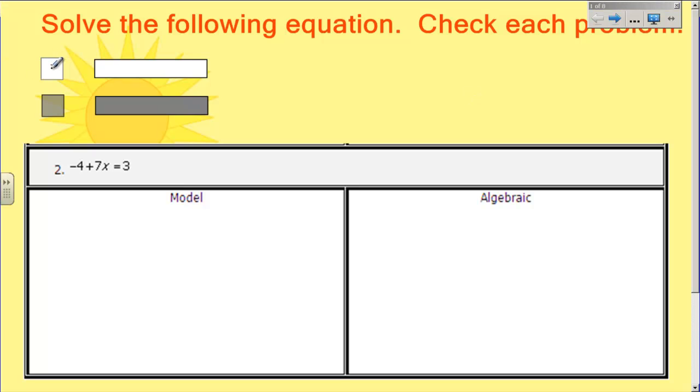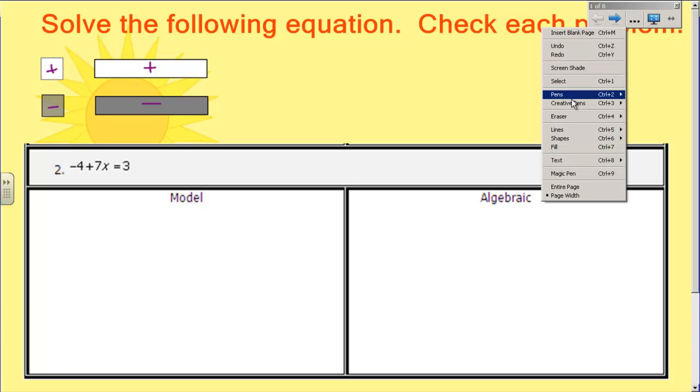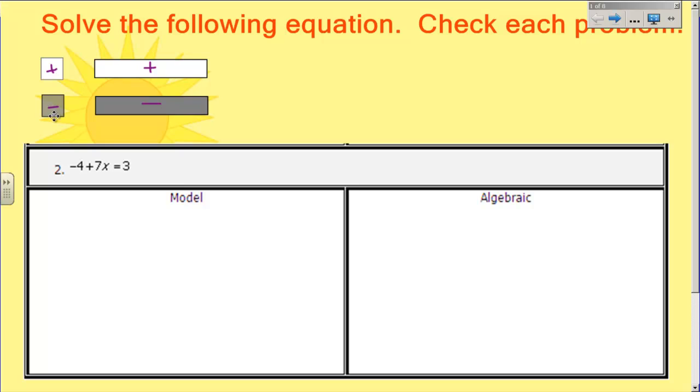The white ones are your positives, and the gray ones are going to be your negatives. These are your units, your ones, and the long rectangles are going to be your x's. So if I'm going to model this equation, negative 4 plus 7x equals 3, the first thing I'm going to do is put in 4 negatives to represent my negative 4.